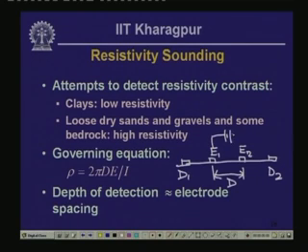This is driven by a battery, a voltage supplied across the electrodes. Then you measure the voltage drop and the current between the detectors. Those quantities are used in the equation on the left. Now, the depth of detection is approximately equal to the electrode spacing, so the depth of sampling of different layers is going to be equal to d in this case.